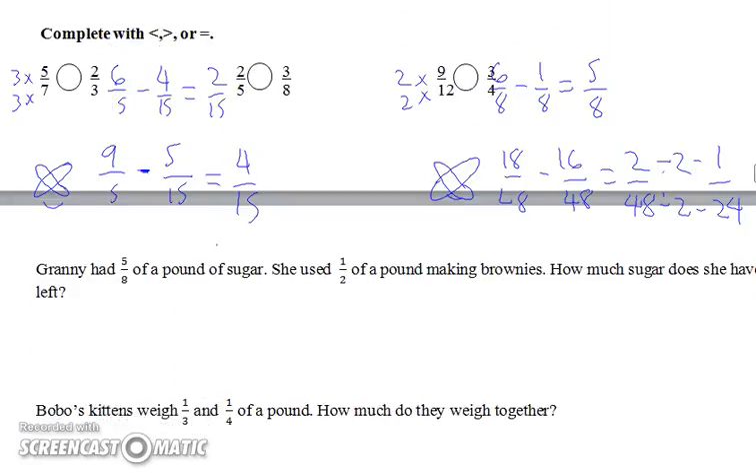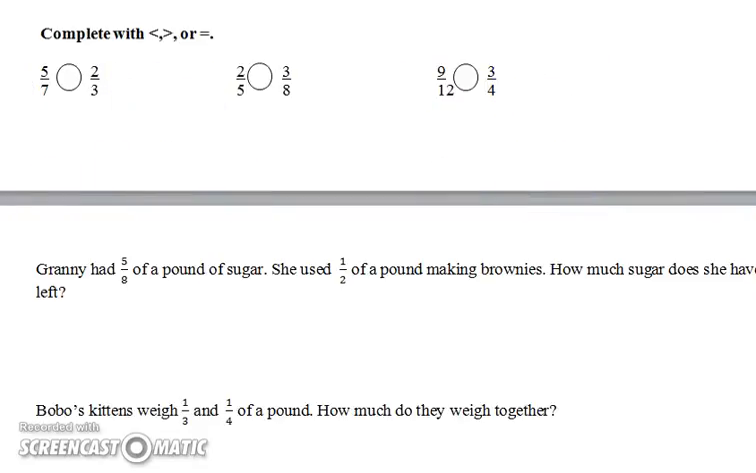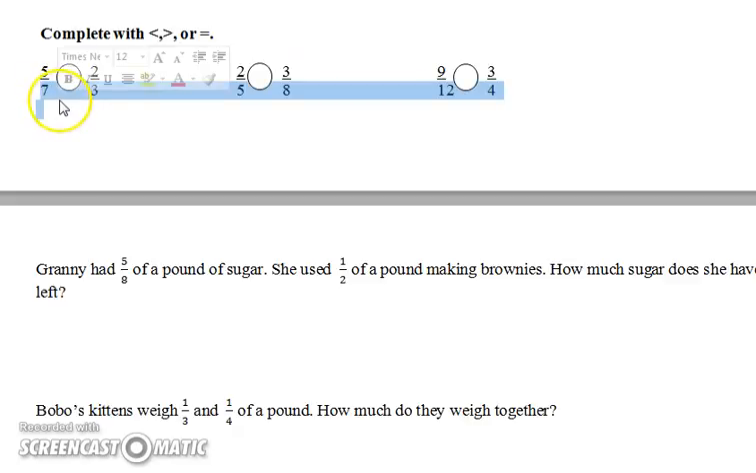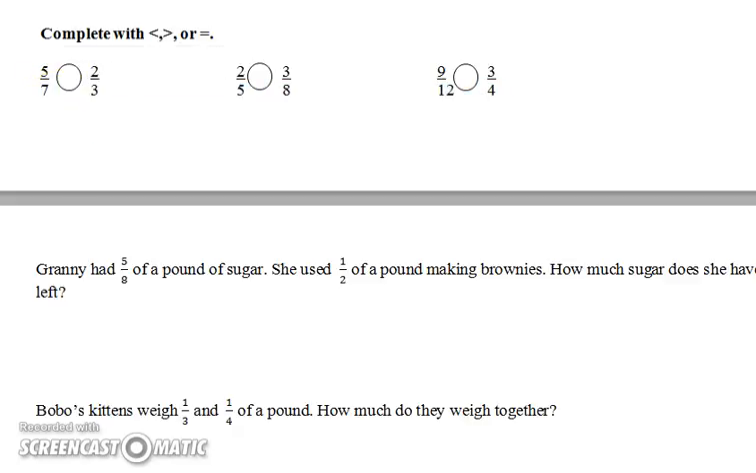Moving up to the next section. Complete with greater than, less than, or equal. Cross multiply butterfly works great for this. So back to my pen. 7 times 3 is 21. So we're changing both the denominators to 21. 3 times 5 is 15. 7 times 2 is 14. 15 over 21 is greater than 14 over 21.